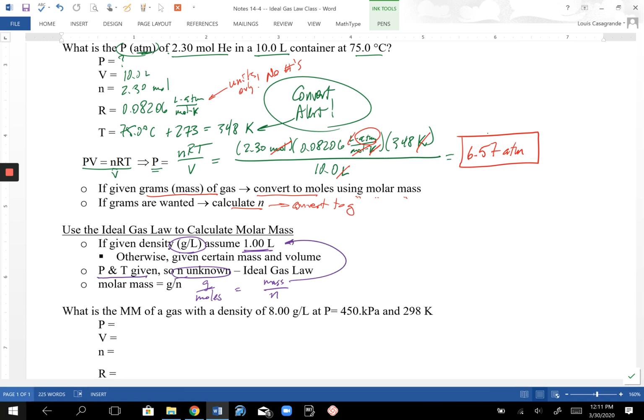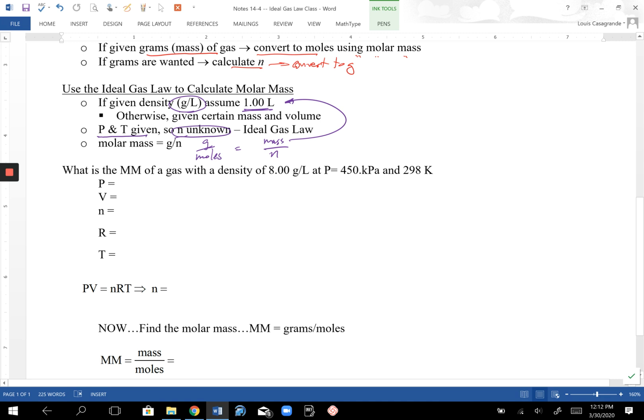And on the homework, I've broken this up into 2 problems to help you out. So we want to know what the molar mass of a gas is with a density of 8.0 grams per liter, pressure of 450 kilopascals, and 298 Kelvin. Yay, no conversions needed there.